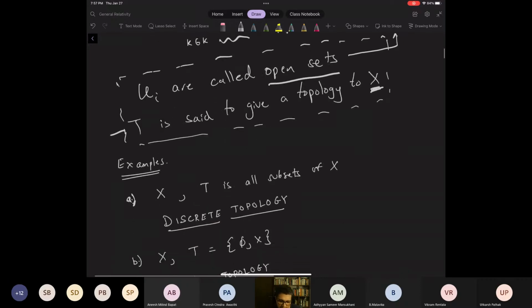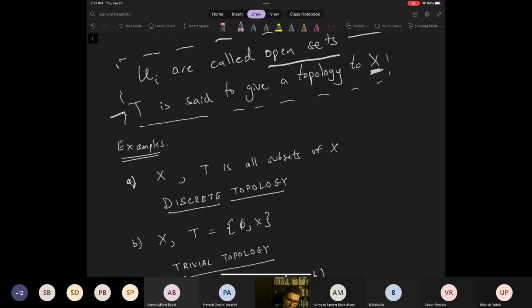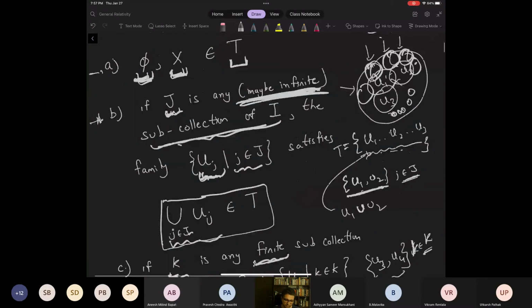So let's do an example. One example is if I take T to be all the subsets of X. So I have some space X, and now T is all the subsets of X. We can check that all these properties are satisfied.